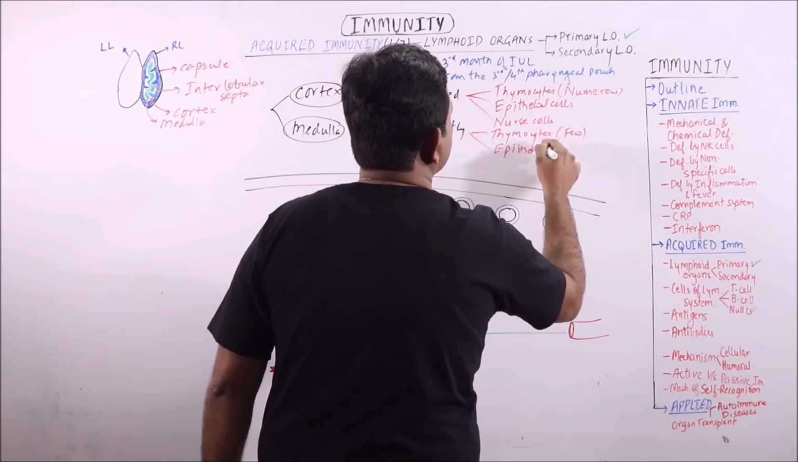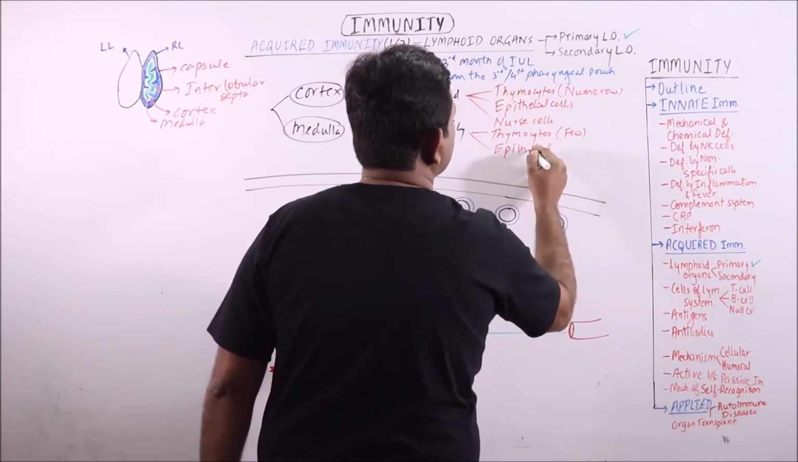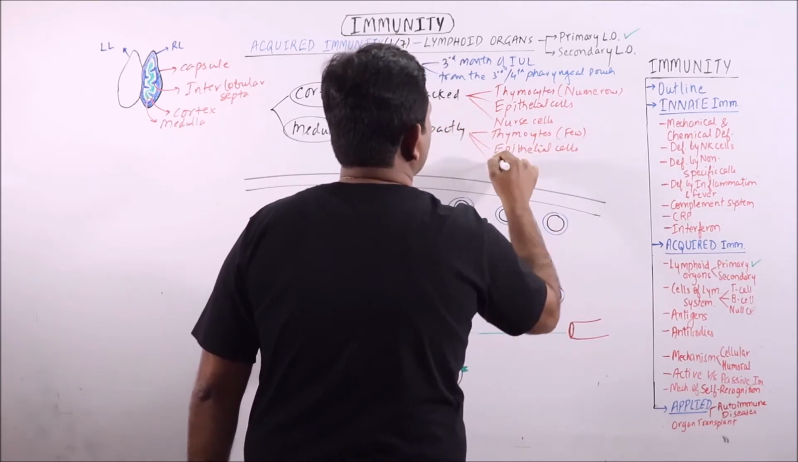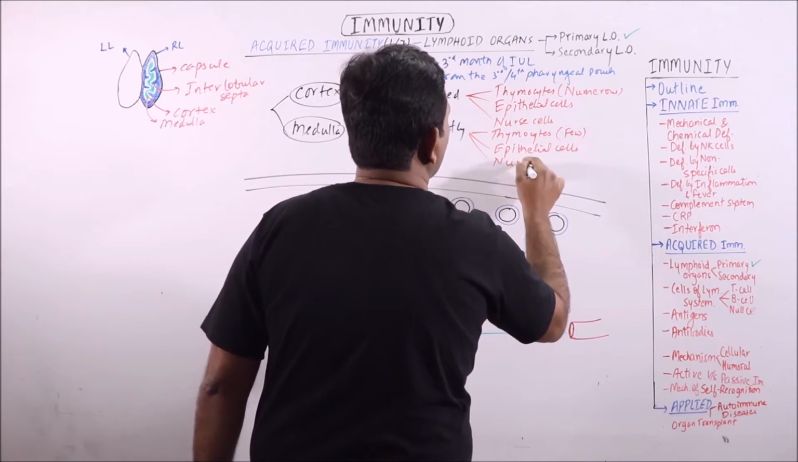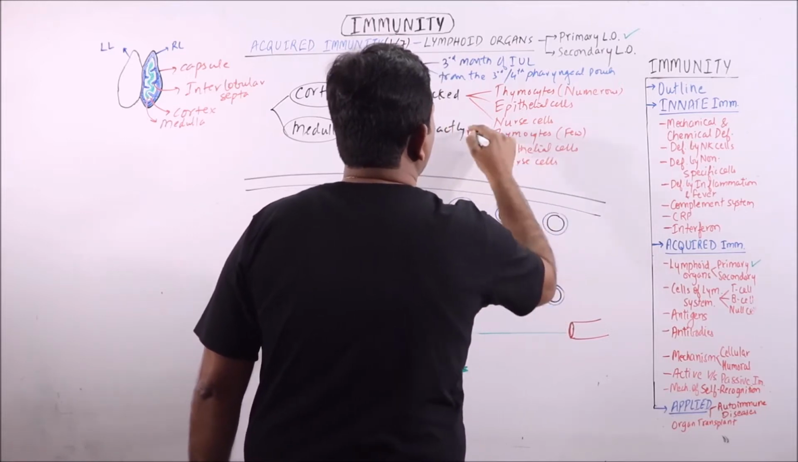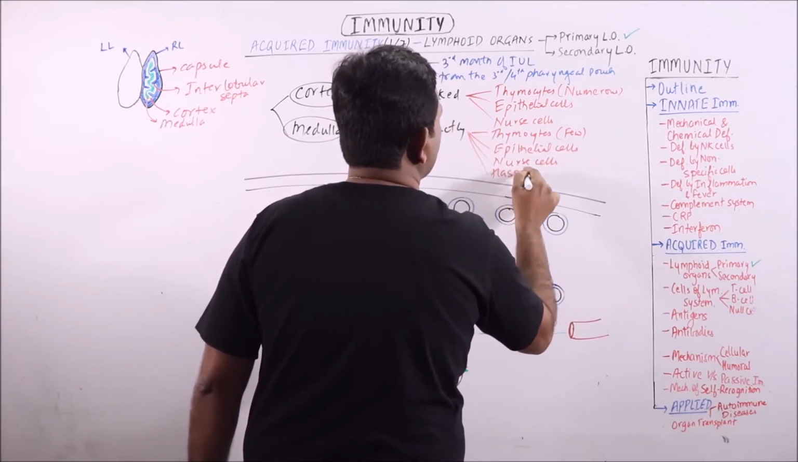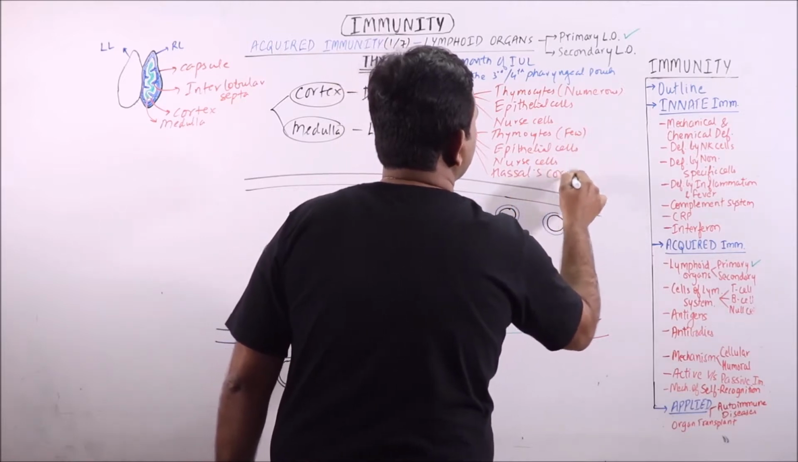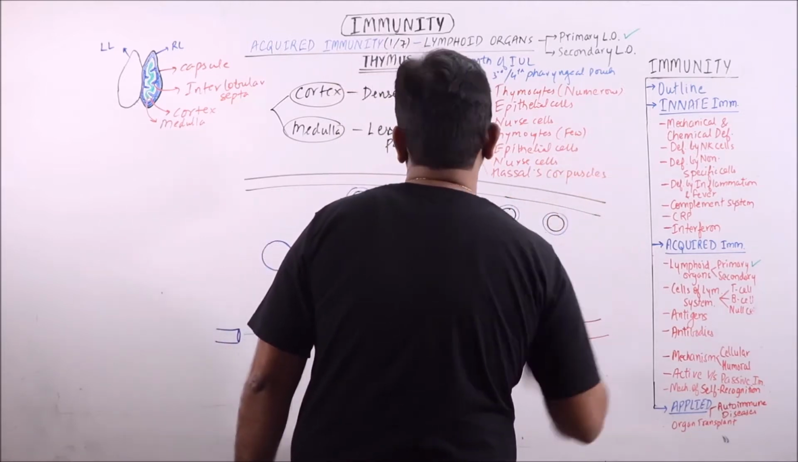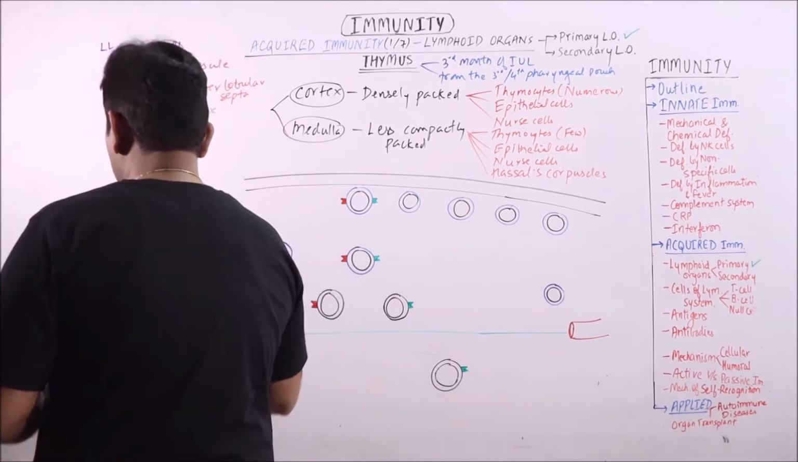Then epithelial cells are also present. Nerve cells are also there. And in addition, Hassall's corpuscles are also there. Their function is not very sure.